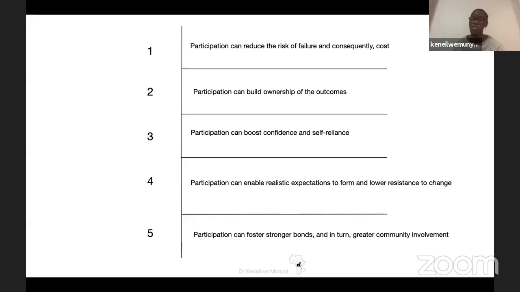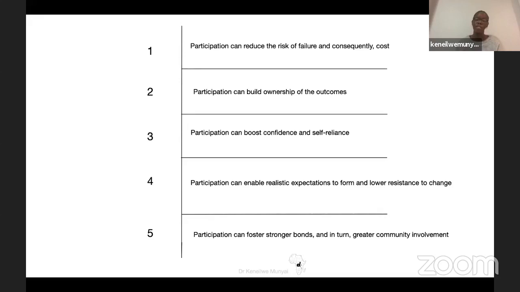If people are part of the process of developing solutions, they're likely to grow and start realizing that they have it in themselves. They have the ability to develop or co-create solutions. And participation can also enable realistic expectations to form and lower resistance to change. If a community is part of developing a solution, they are likely to embrace the change rather than being told or just being given a solution, which is why a lot of the times the top-down approaches to problem solving don't actually work. Years later, you find people still talking about exactly the same problem that existed a long time ago. It's because a lot of the times we don't engage or bring in those that are impacted by the problem.